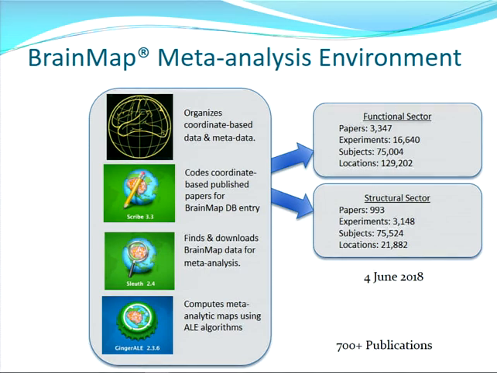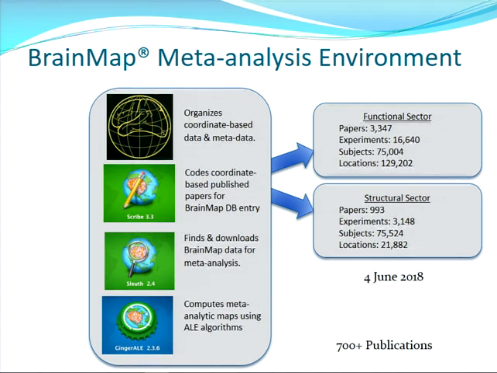And just to give you an update, we've put now over 3,000 papers completely coded, more than 16,000 experiments documented with over 75,000 subjects and nearly 130,000 coordinate locations. There's a lot of stuff in this database now. And so you can actually use it to go back and search it for various things. More recently, we started adding in structural data, which is mostly about disorders or lesions, and you can see the numbers we have here.